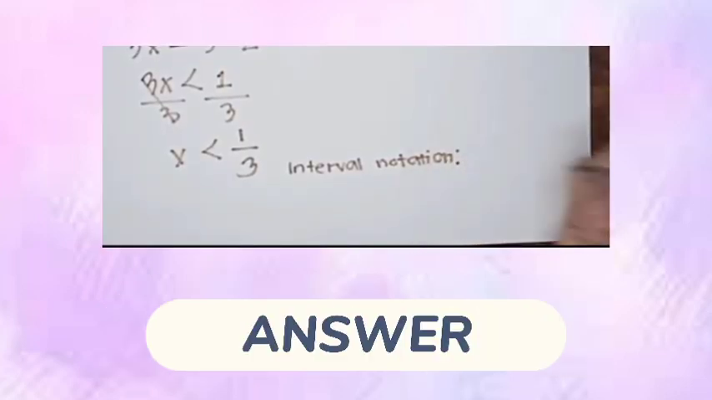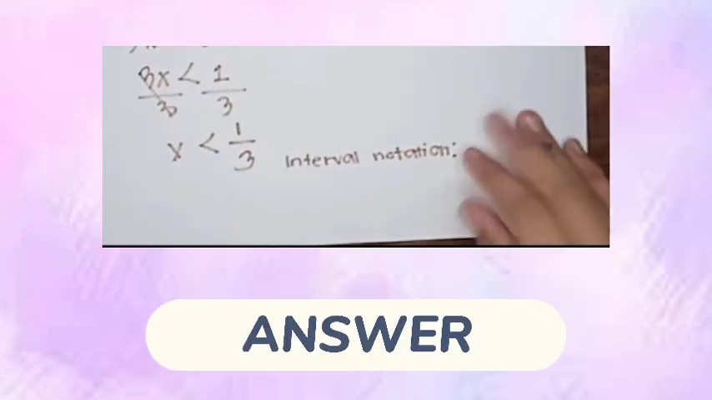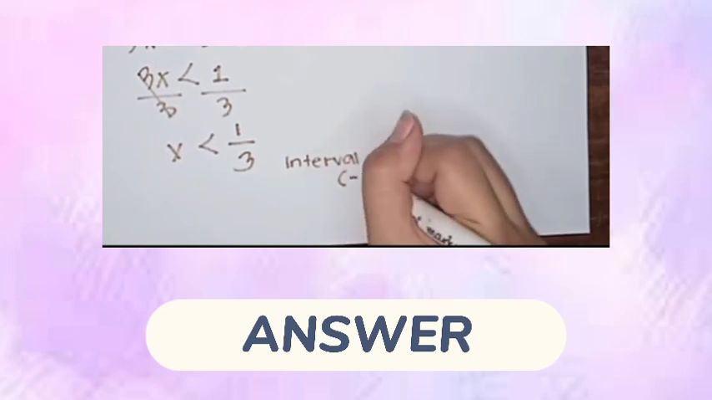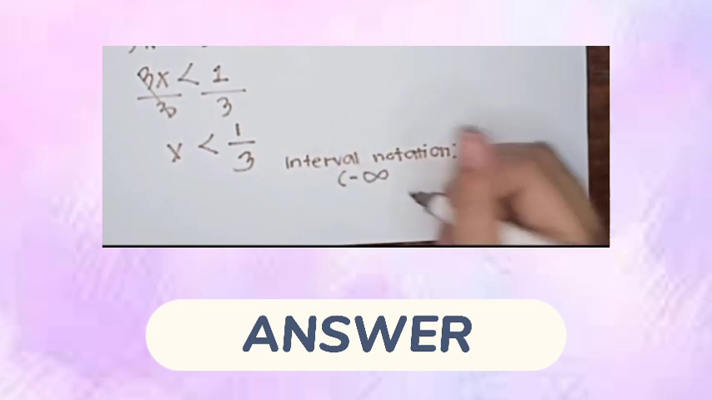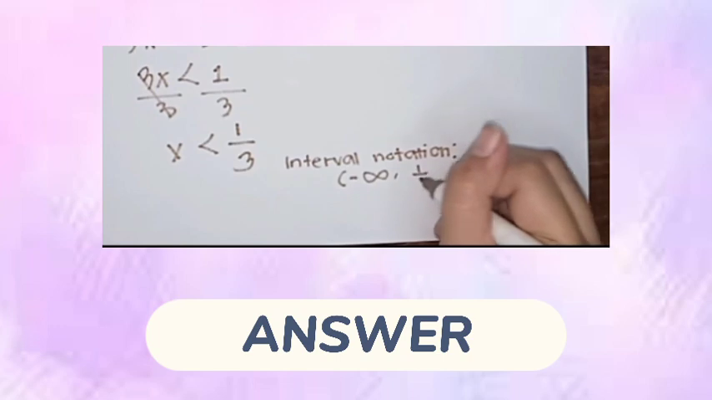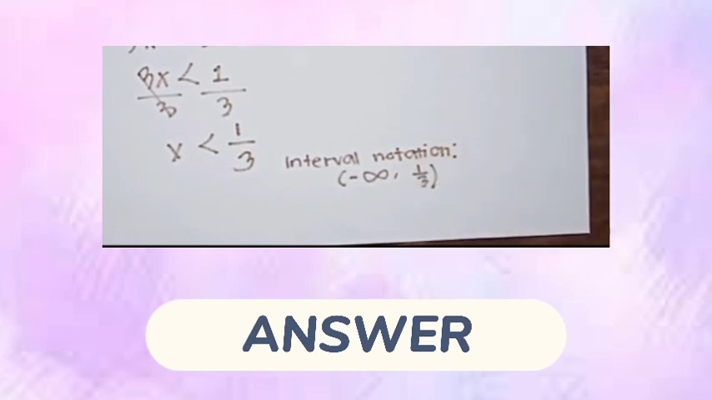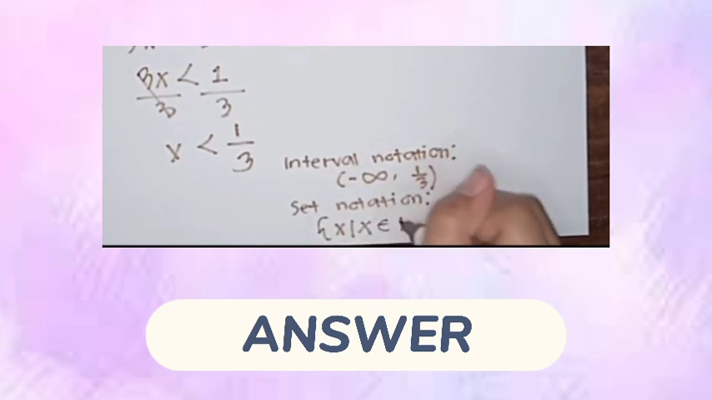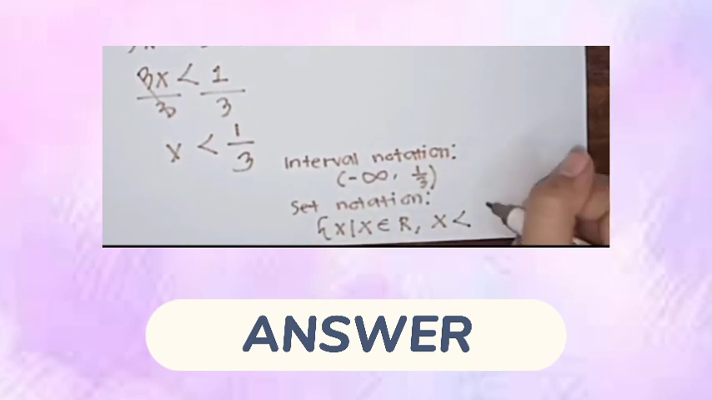For interval notation, we have open parenthesis, negative infinity to 1/3, close parenthesis. For set notation, x is the set of all real numbers less than 1 over 3.